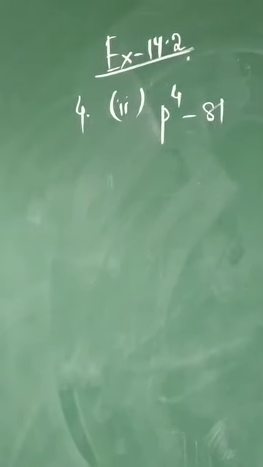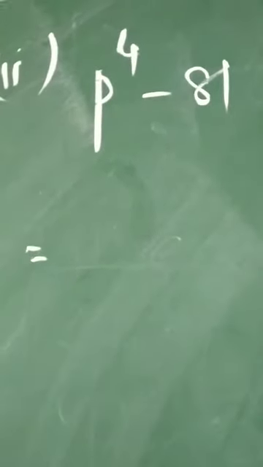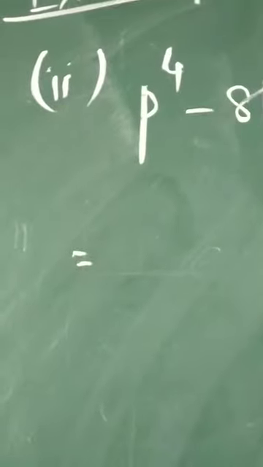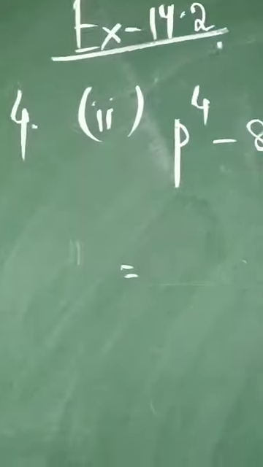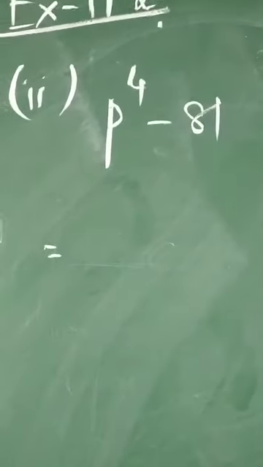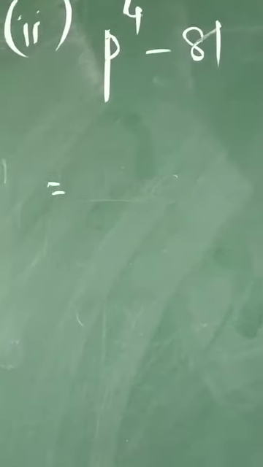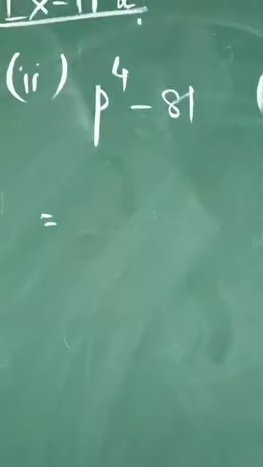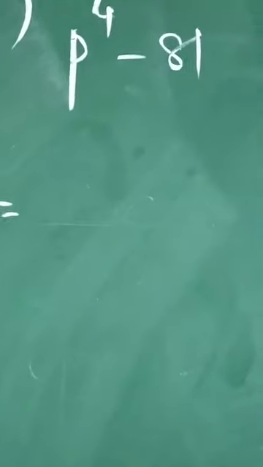So children, the first question of question number 4 is p to the power 4 minus 81. What we can do here is apply an identity. The very first thing we have to think about is which identity is to be used. Here it's written p to the power 4 minus 81. There is no identity with the power 4, but there is an identity with the power square, like a square minus b square. So we have to factorize it in that particular form first, breaking this into a square minus b square format.